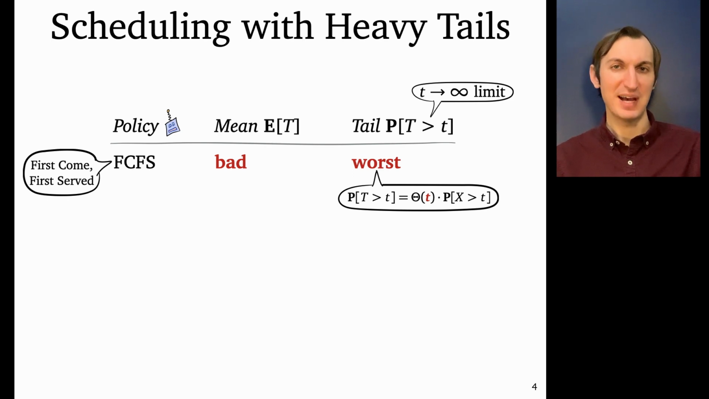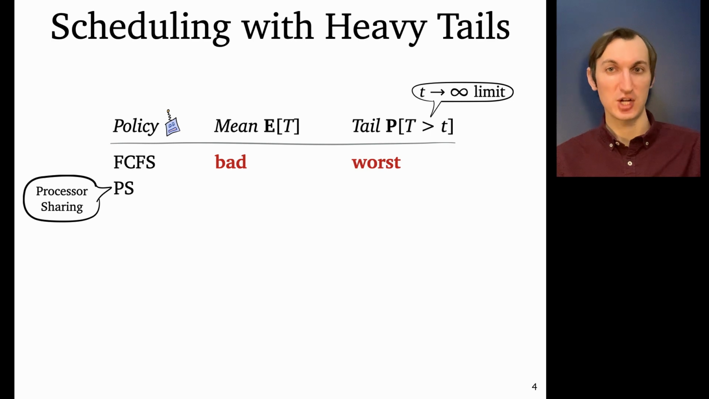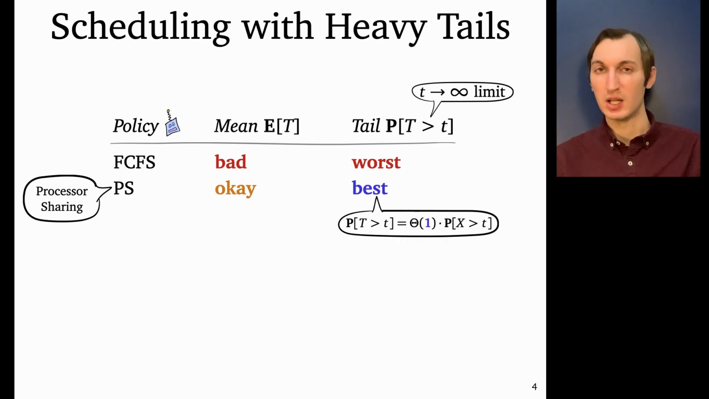A policy that is better for the heavy tail setting is processor sharing, or PS. PS equally shares the processor between all jobs currently in the system. It has okay mean response time, better than first come first serve at least, and it actually has the best possible tail decay. Specifically, the response time tail looks like the job size tail up to a constant factor.